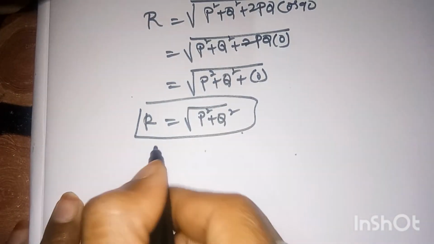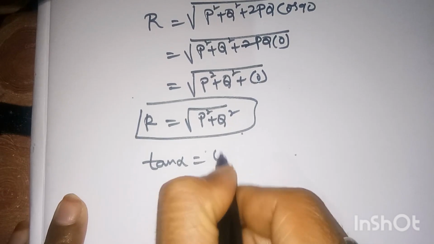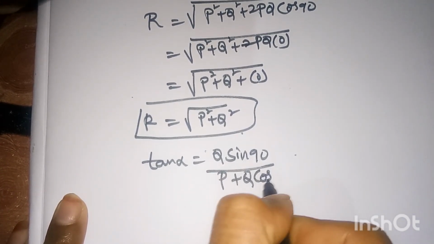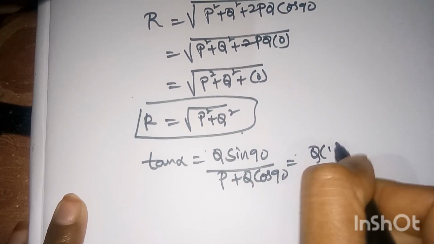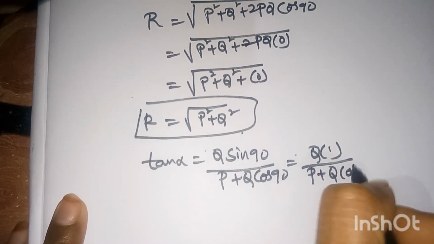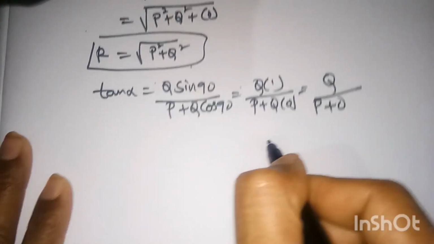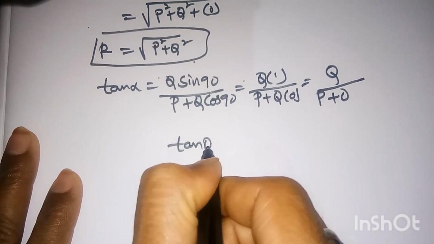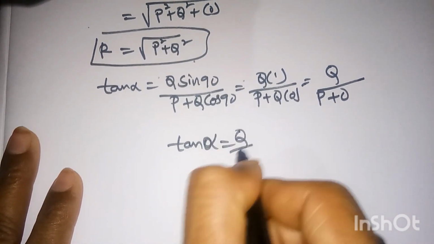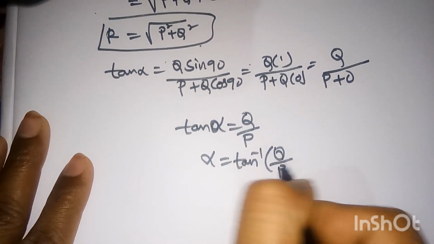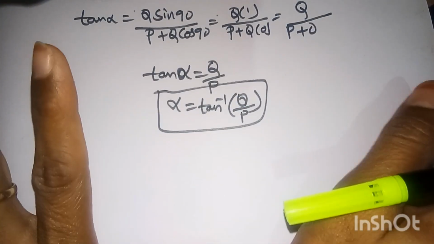The direction is tan alpha equals q sin 90 by p plus q cos 90. That is q into 1 by p plus q into 0. So q by p plus 0. So tan alpha equals q by p. Alpha equals tan inverse of q by p. This is the magnitude of the resultant and the direction of the resultant.